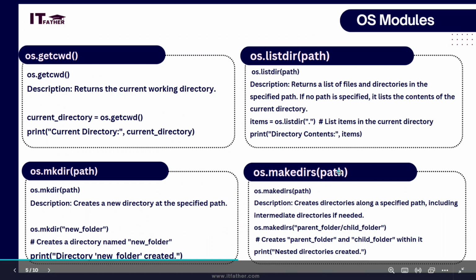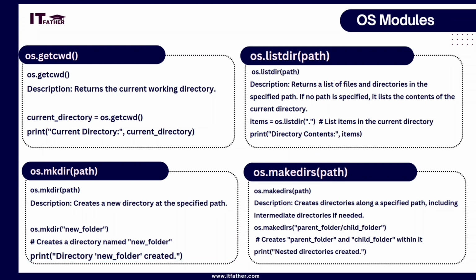Okay. Next we have the OS model, the operating system model. The operating system model is used to directly make changes to the system's directory. It means if you want to create any folder, create any file on the computer, remove any file, or rename any file or folder in the computer directory, then we can use the OS model.